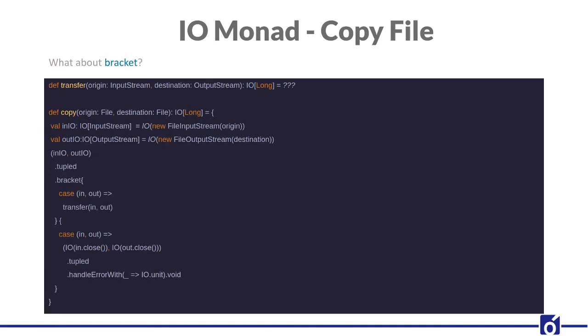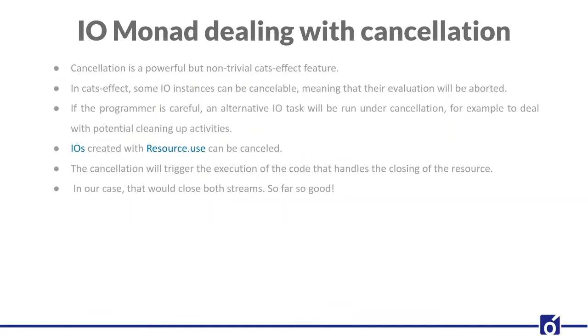So that's it. Now let's move on to the next part, which is cancellation. Cancellation is a powerful but non-trivial Cats Effect feature. In Cats Effect, some IO instances can be cancelable, meaning that their value evaluation will be aborted. And if the programmer is careful, an alternate IO task will be run under cancellation, for example, to deal with the potential cleanup. So IOs created with resource use can be cancelled.